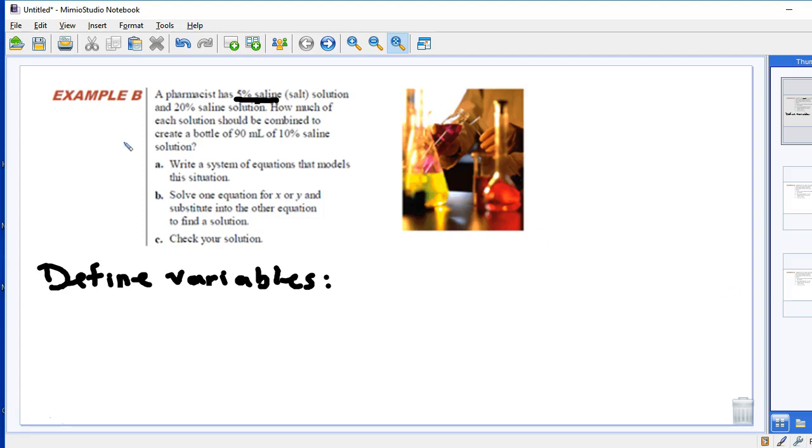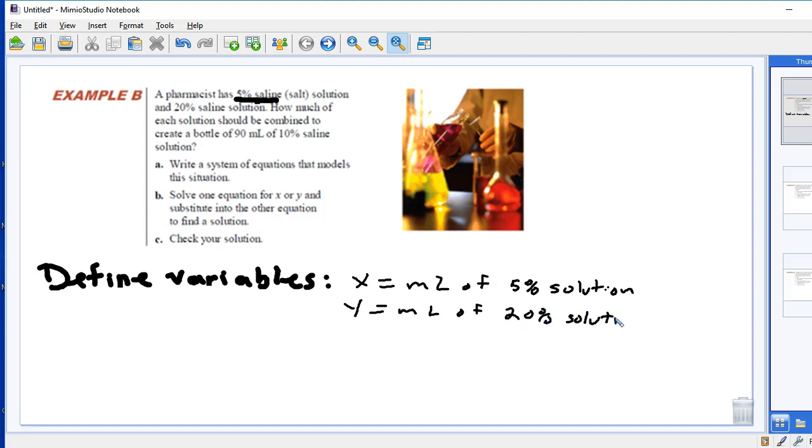Okay, so let's just say X is the milliliters of the 5% solution. That means how many do we have? It's not 5%, it's not anything else like that. It's just how much of the 5% solution do we have? And let's say Y is the milliliters of the 20% solution. That means we'll just have a total number of milliliters if we add those together.